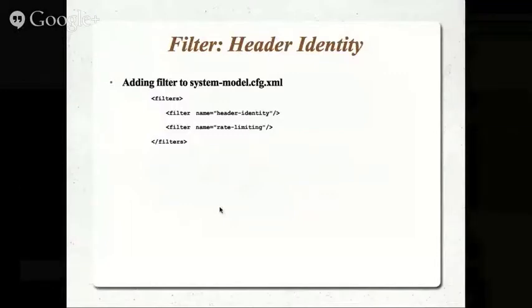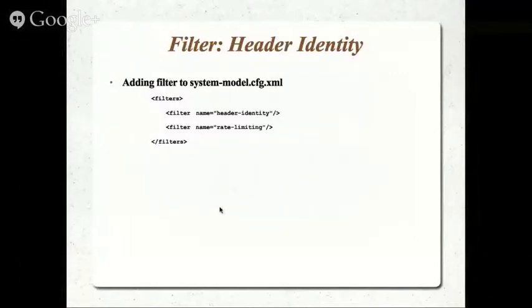Okay, so first one up is header identity. Adding it to the system model is called header-identity. If you're adding an identity filter, it should be added before the rate limiting filter because it's adding the 2 headers that rate limiting needs. And there really is no reason to use it without rate limiting.